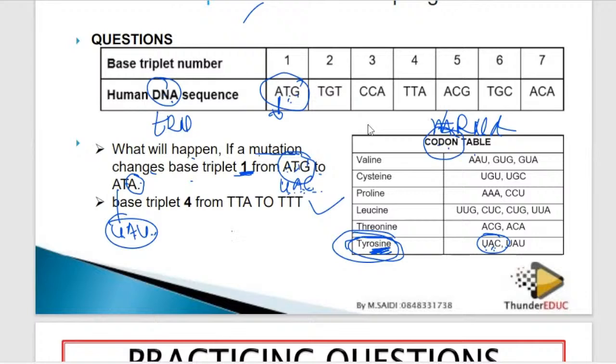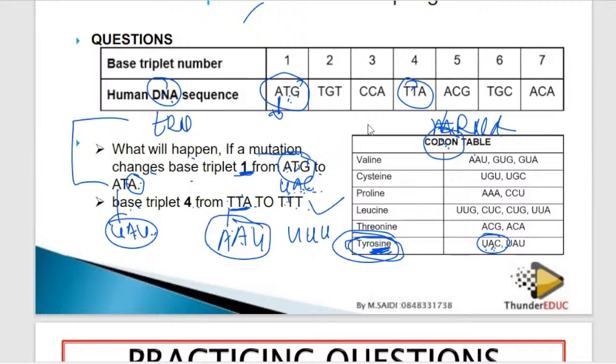Then, what about base triplet number 4? So this is the first instance. The second instance: what will happen to a protein if the base triplet number 4, ATA, is changed to ATT? So ATA, I have to convert it because I need them to be in messenger RNA. T goes with A, U. And then this one is going to be U. So now this will change into this. This will code for this, and this will code for this. Cool. That's point number 1.